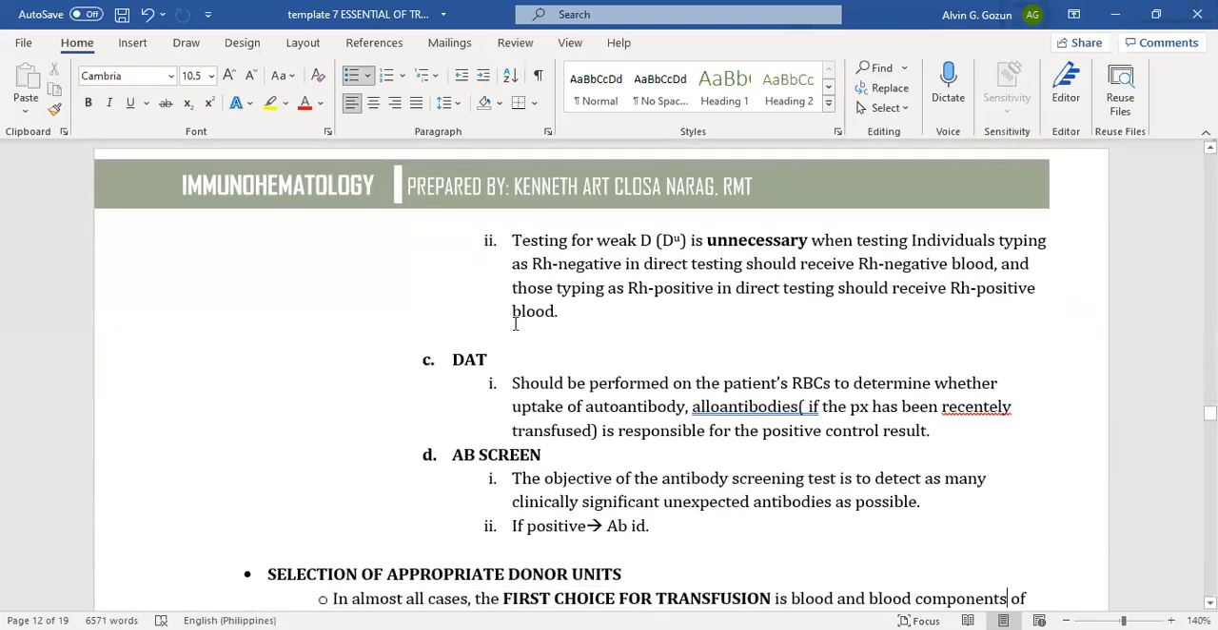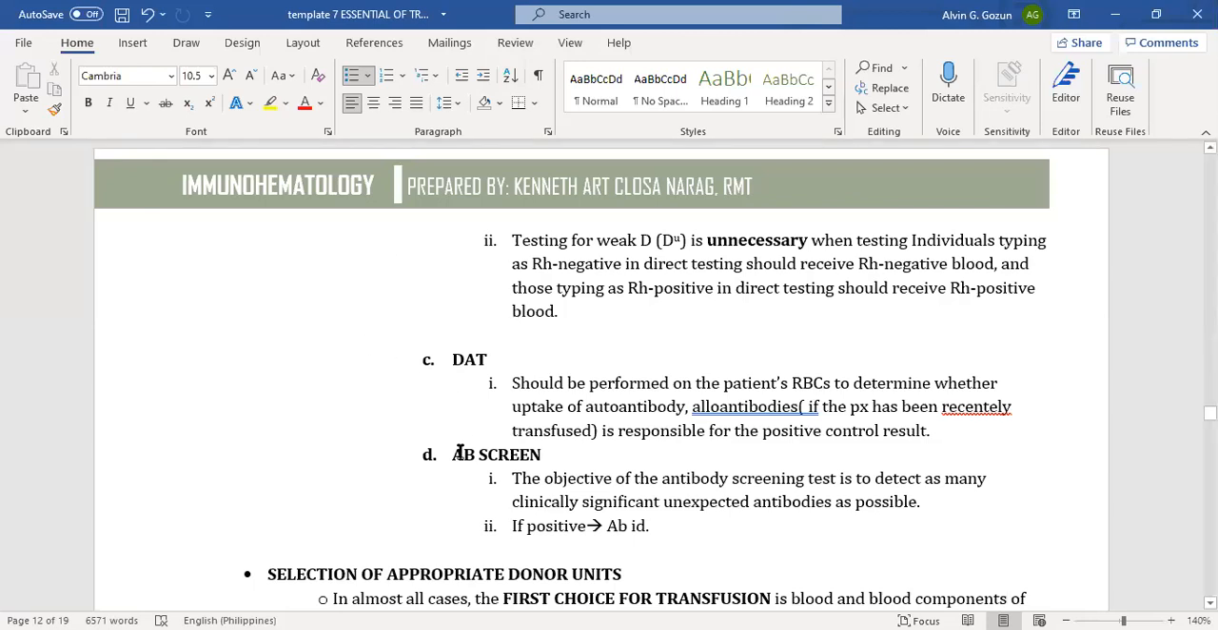Next, that should be performed on the patient's RBCs to determine whether uptake of autoantibody or alloantibody is responsible for the positive autocontrol test. So guys, ginagawa lang siya kapag ang autocontrol daw is positive. Again, dapat pag ang autocontrol positive, dapat positive din ang that.